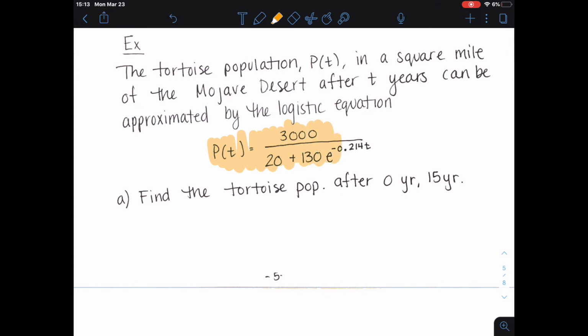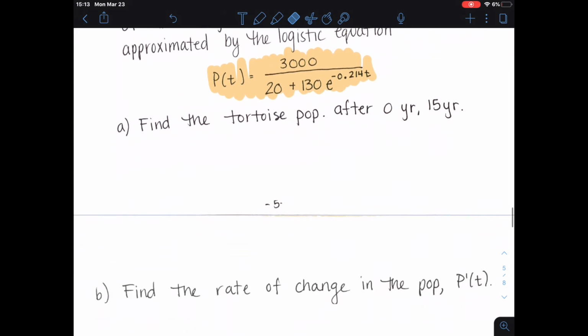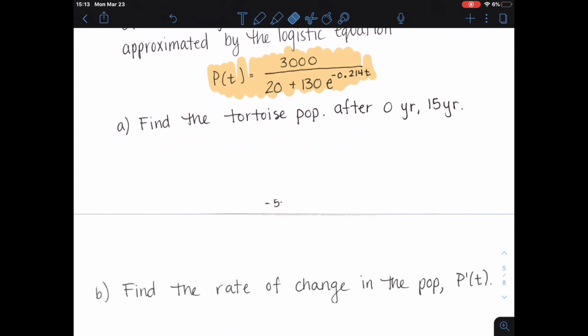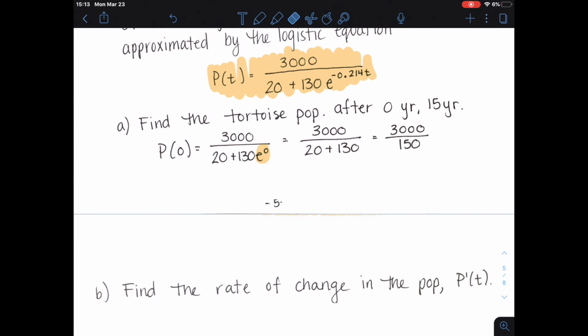Right? So we want to start just by figuring out what is the population after 0 years, after 15 years, and so on. So first, if you want the population after 0 years, so that's your initial population, you just plug in 0. And the only place that involves t is right down here in the denominator. So simplifying this, you get 3,000 over 20 plus 130. It's 3,000 over 150. So initially in this 1 square mile, you have about 20 tortoises in the desert.